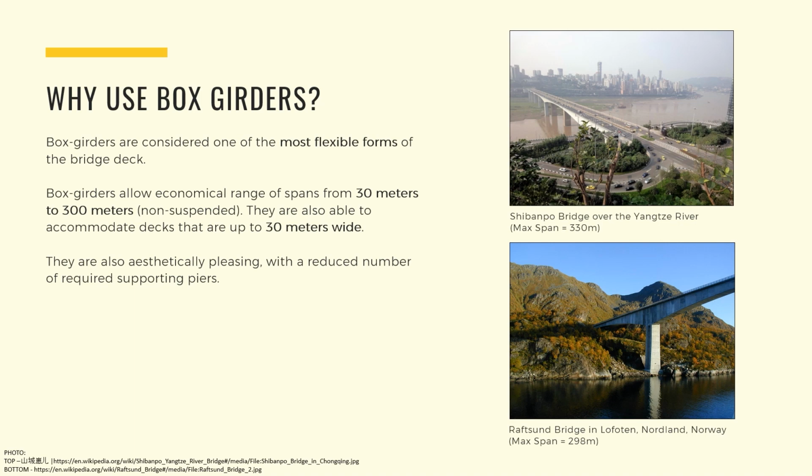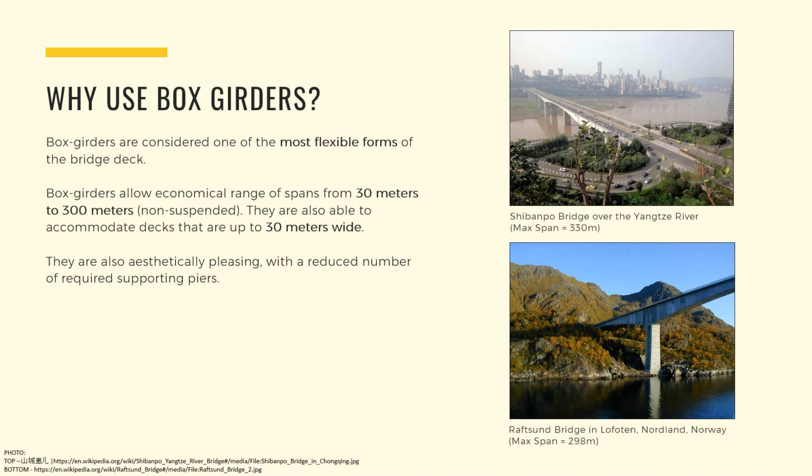Box girders are considered as one of the most flexible forms of the bridge deck. Box girders allow economical range of spans from 30 meters to 300 meters, which can go even higher with suspended bridges. They are also able to accommodate decks that may be up to 30 meters wide. The shape and reduced number of required supporting piers is also aesthetically pleasing.